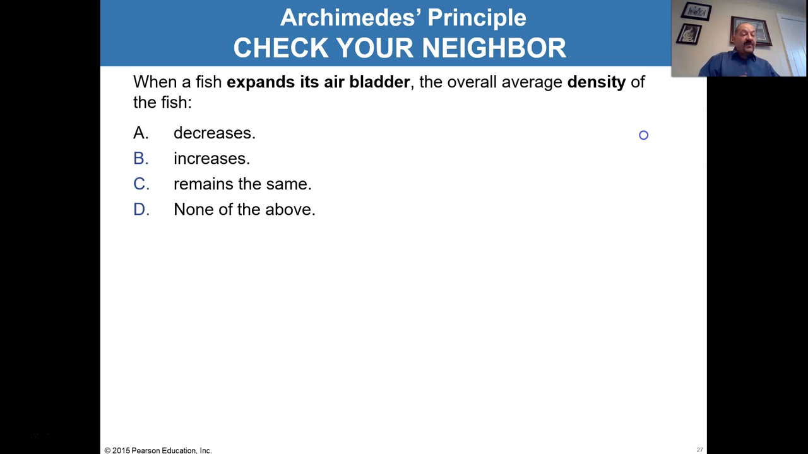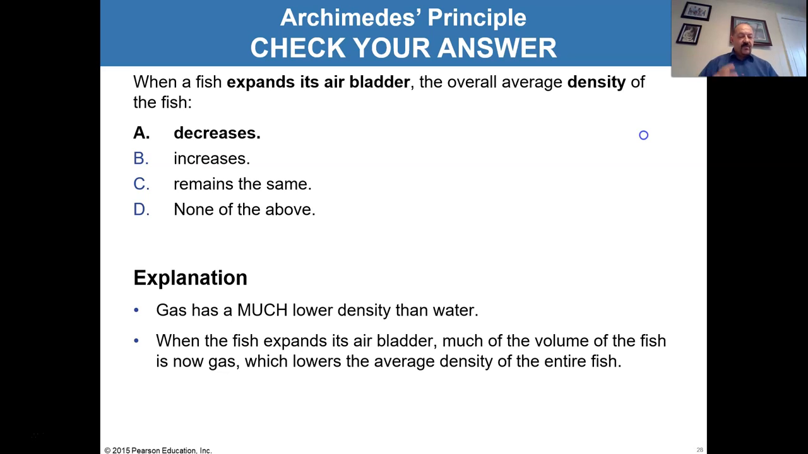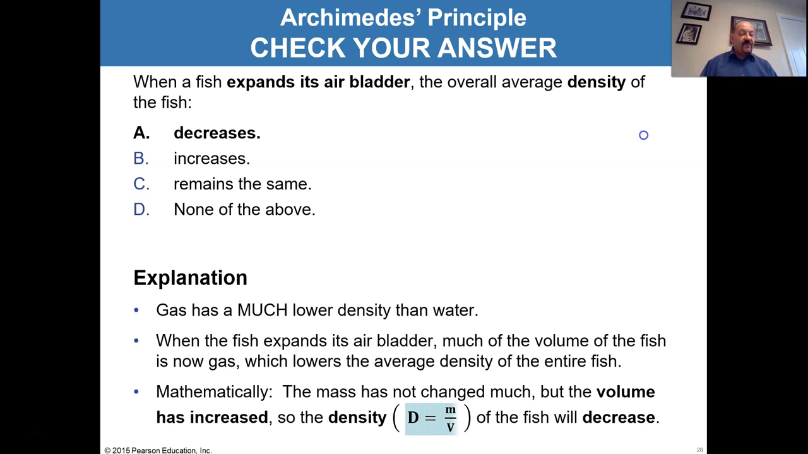If there's more air that's occupying its body, it's making it bigger, and therefore, with the same mass, the air is not adding that much mass to the fish, but it is adding much bigger volume. You can think of it as just expanding the body of the fish. It will make its overall density go down because the mass is now divided by a bigger volume. Density equals mass over volume. And therefore, the density will decrease. So gas is much lower density than water. When you expand it, the volume, which is gas, will lower the overall density.